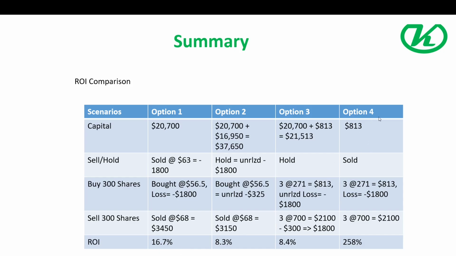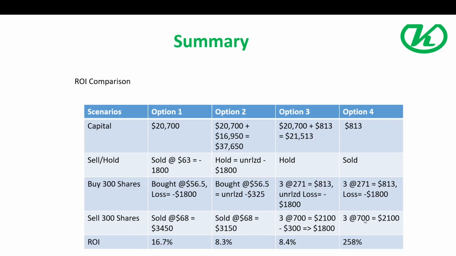But I also added option 4. Option 4 is a combination of option 1 and the call. Basically what we do is we sell all our 300 stocks for a loss of $1,800. But when the price comes down to where we want to buy it, we buy the calls. Similar to option 3, we buy the calls at 271 and we pay $813 as a premium. Now because we have already sold the stocks, we do not own any stocks. So when the price reaches close to the resistance level, that's where we sell our calls.